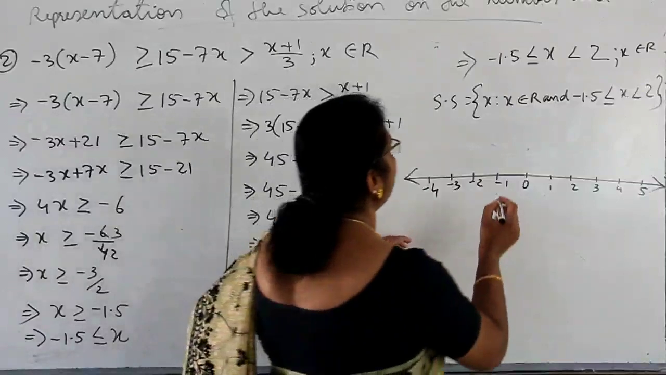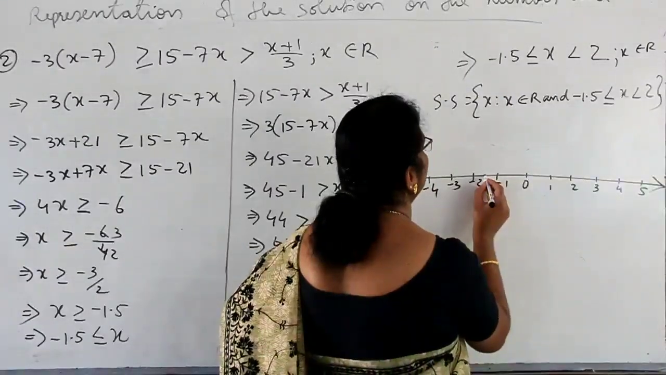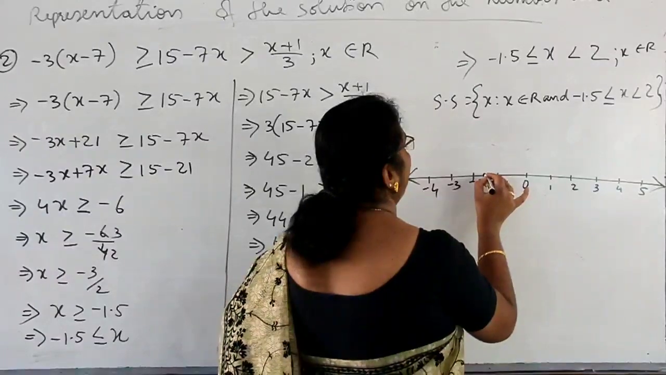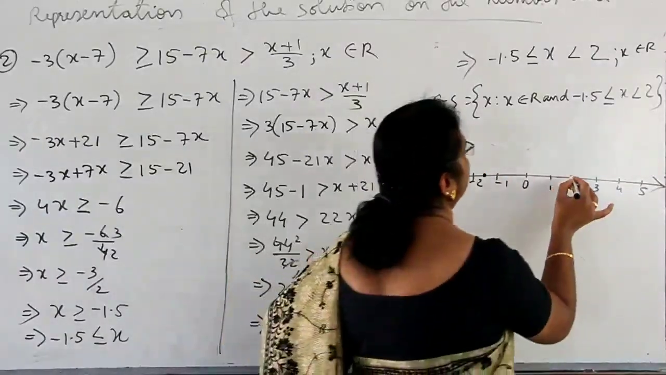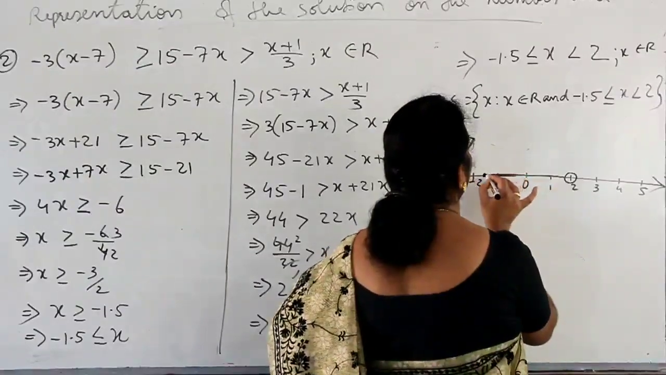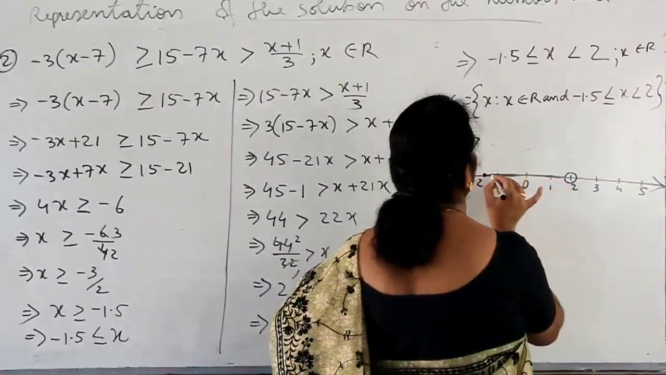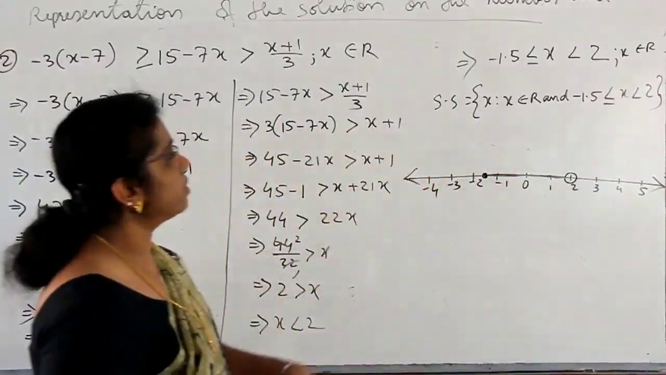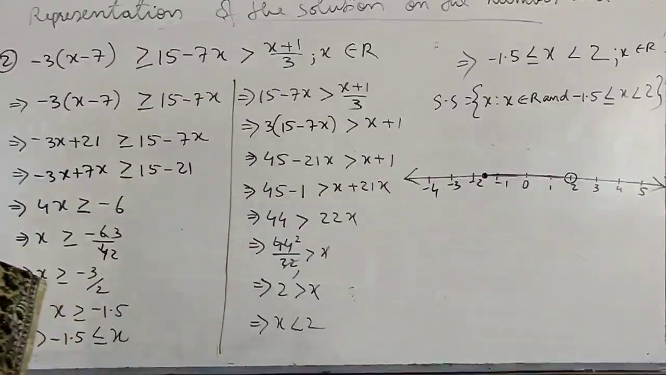So minus 1.5, you know, is the middle of minus 1 and minus 2. Less than or equal to means that it is included there. And 2 is not included there. And in between on that number line we also darken. So this way we can represent this solution set on the number line.